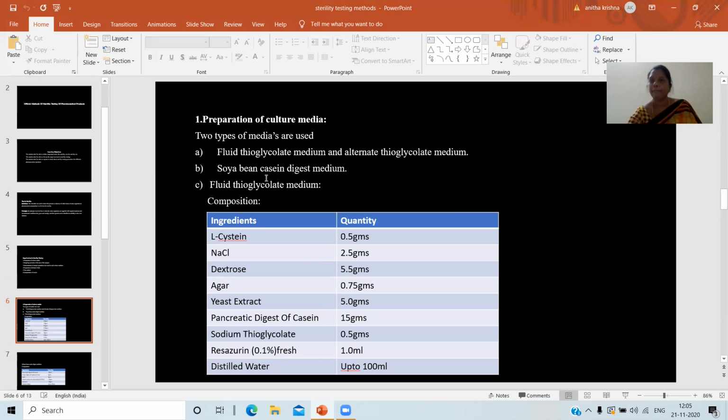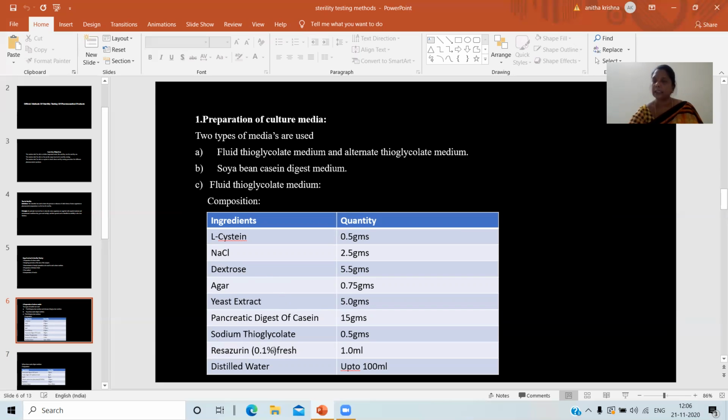Talking about the first medium, fluid thioglycolate medium, generally this medium is used for anaerobic organisms, to check the presence of anaerobic organisms. Also you can use it for aerobic organisms, but to a limited extent. The composition of this medium is L-cysteine, sodium chloride, dextrose, agar, yeast extract, pancreatic digest of casein, sodium thioglycolate, resazurin, and distilled water. Here agar is used to increase the viscosity of the medium so that you can decrease the diffusion of oxygen into the medium. Thereby, as I said, it is mostly used for anaerobic organisms.